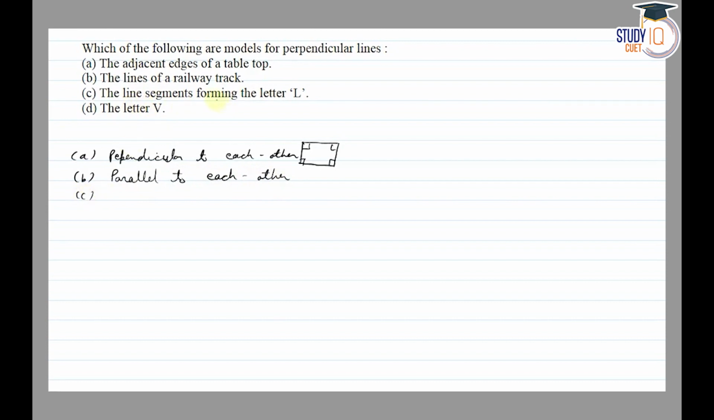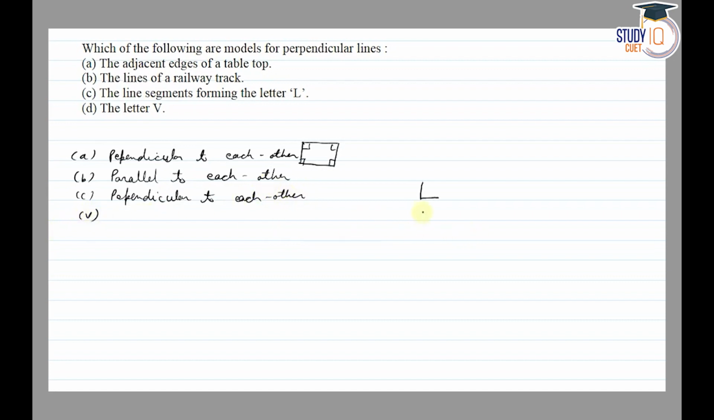C, the line segments forming the letter L. So in L we have two lines, this one and this one. Both are perpendicular to each other. So here we have perpendicular to each other.